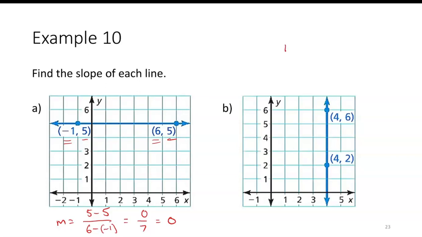For part B, subtract the y values, 6 and 2, and divide by the x values, so 4 minus 4, we end up with 4 over 0. This is undefined. So in this case, there's no left or right. Your line is just basically going up or down. And because of that, our slope is going to be dividing by 0.